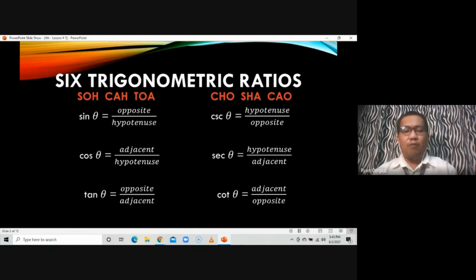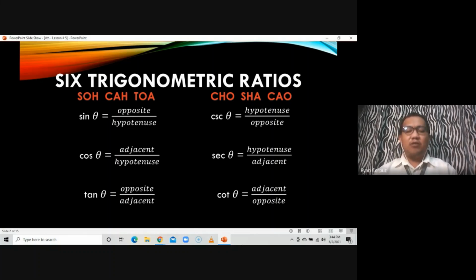So aside from SOHCAHTOA, next is CHOSHAKAW. CHOSHAKAW naman is the last three trigonometric ratios. CHOSHAKAW stands for CHO is for cosecant, which is equal to hypotenuse over opposite. So as you can see, ang cosecant is just like the opposite of sine. While SHA, that stands for secant, is equal to hypotenuse over adjacent, and that is the opposite this time of cosine. While the third one, the last one, which is CAO, that stands for cotangent, is equal to adjacent over opposite, which is the opposite of tangent.